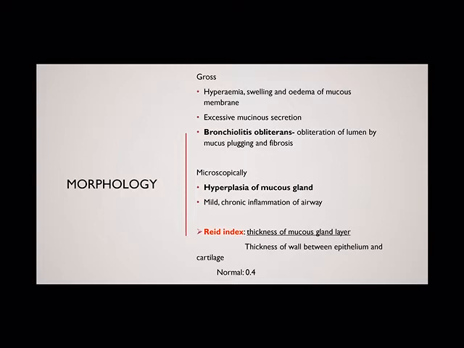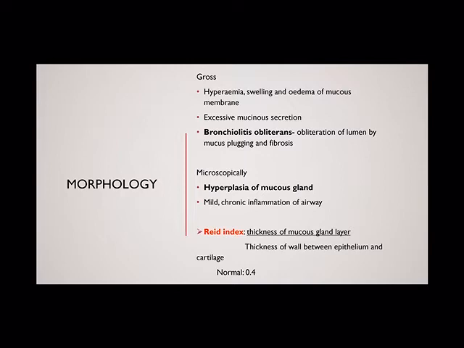Microscopically, when you look, you can see all the signs, all your inflammatory cells and inflammatory exudates. And the next thing we have stressed on is hyperplasia of mucus gland. Now, how is hyperplasia of mucus gland calculated? We have something very important called the Reid index. The Reid index is the ratio of the thickness of the mucus gland layer to the thickness of the wall between epithelium and the cartilage.